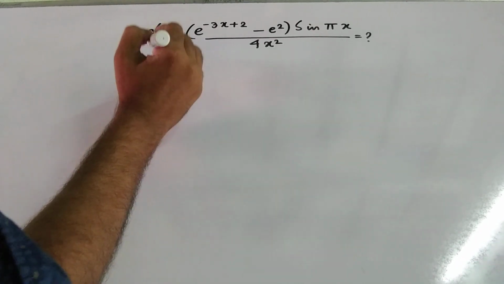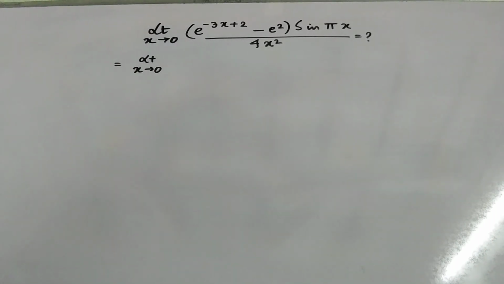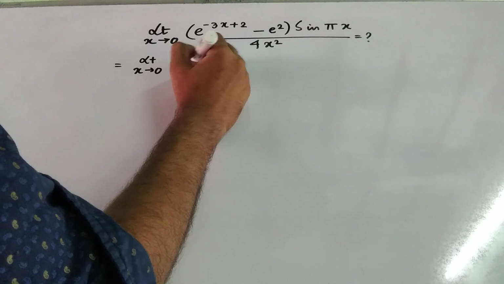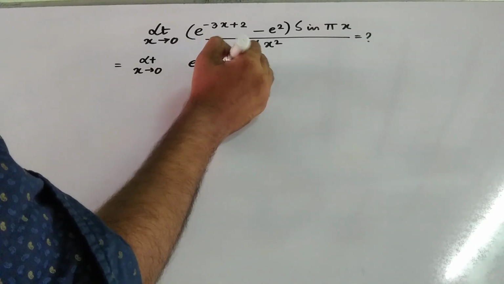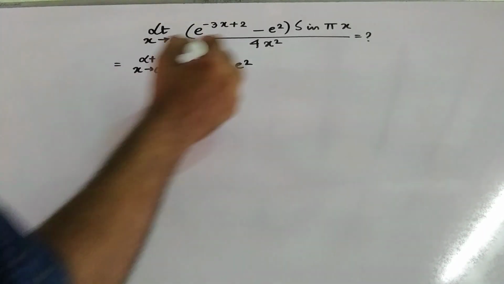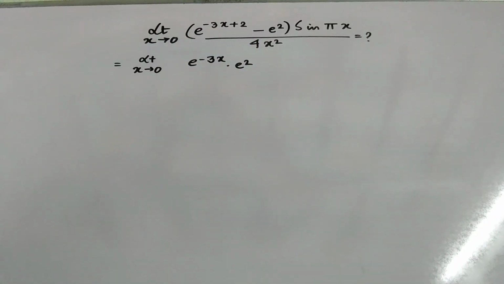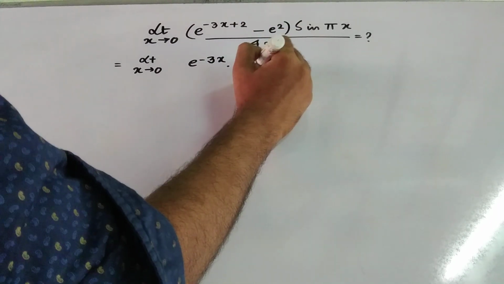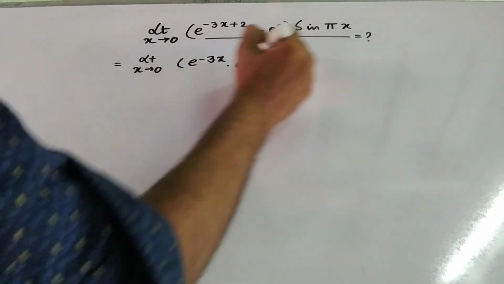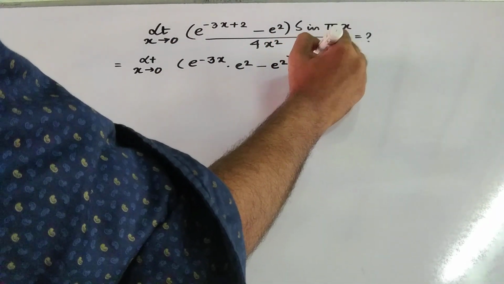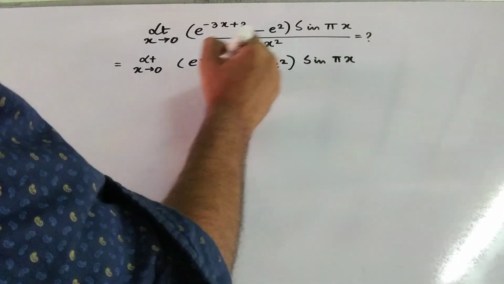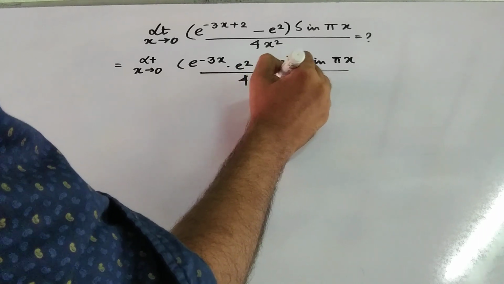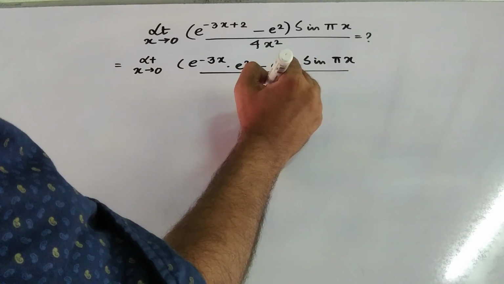We can see there are two types of expressions involved here. One is exponential, another is trigonometrical, that is of sine. So I am writing e to the power minus 3x into e to the power 2, because powers are getting added when they are multiplied. Minus 3x plus 2 will be e to the power minus 3x into e square minus e square into sine pi x whole divided by 4. I am writing it as 4 pi square x square, and I am dividing by pi square.